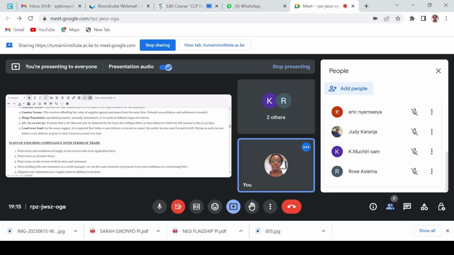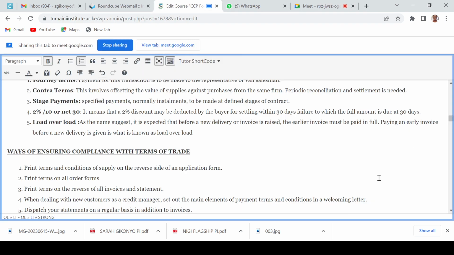Ndio. Okay, thanks. Asanteni, nashukuru kwa your involvement. I hope none of us is cooking or doing other biashara wakati tuko class. Hiyo ndio danger ya online classes.